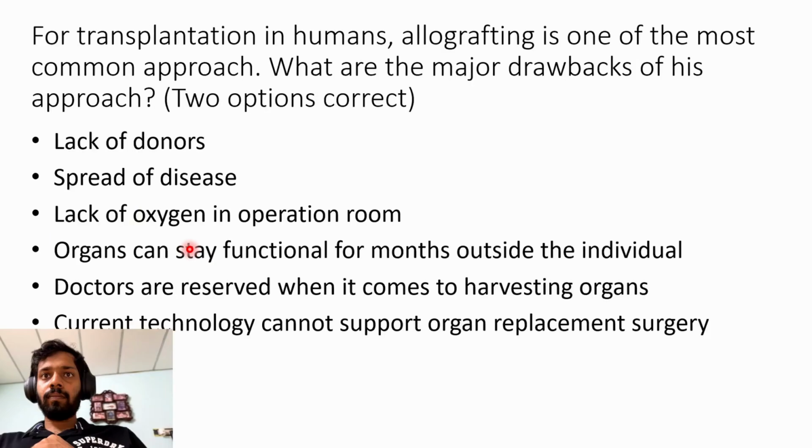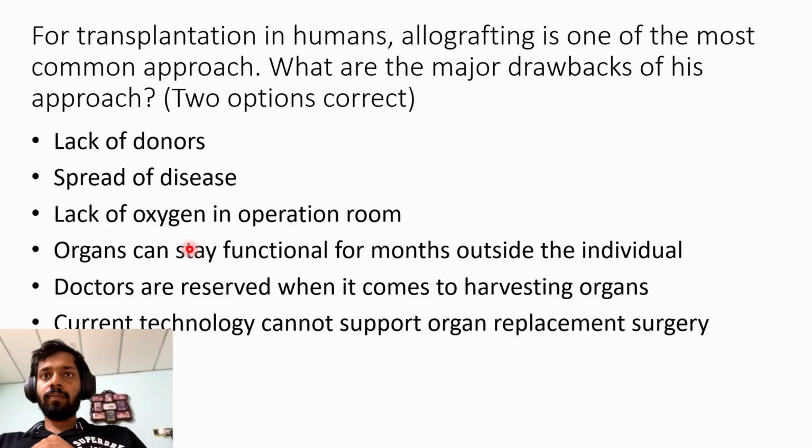Okay. For transplantation in humans, allografting is one of the most common approaches. What are the major drawbacks of this approach? Is it lack of donors, spread of disease, lack of oxygen in the operation room? Organs can stay functional for months outside the individual. Doctors are reserved when it comes to harvesting organs, or the current technology cannot support organ replacement surgery.